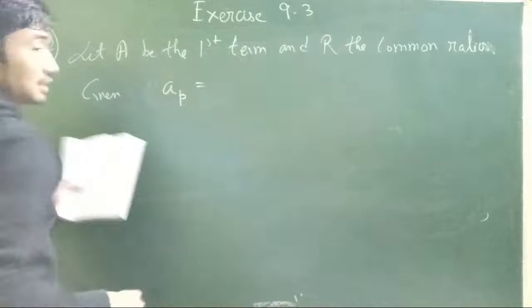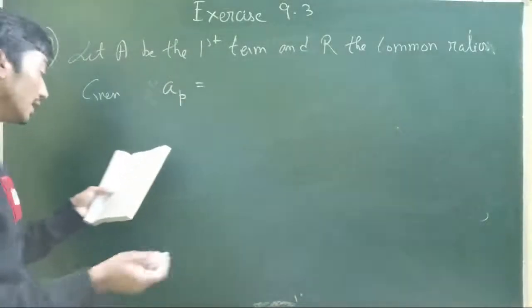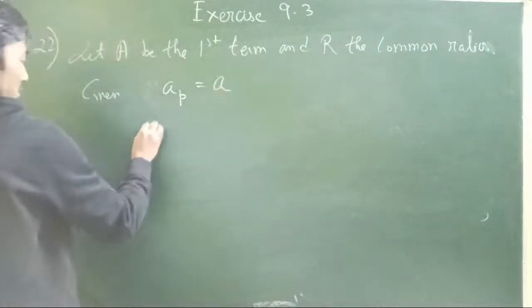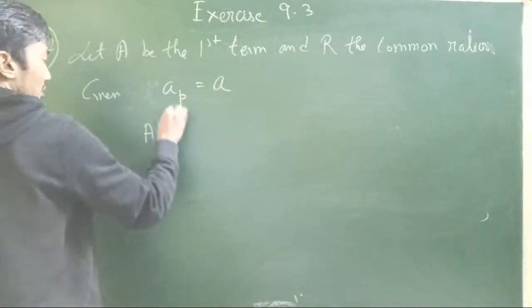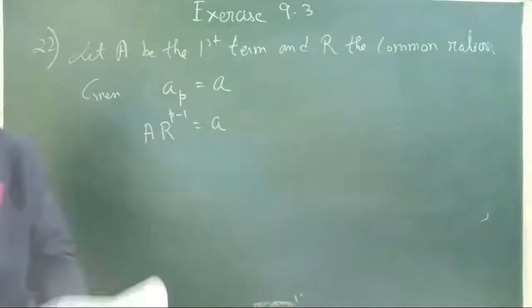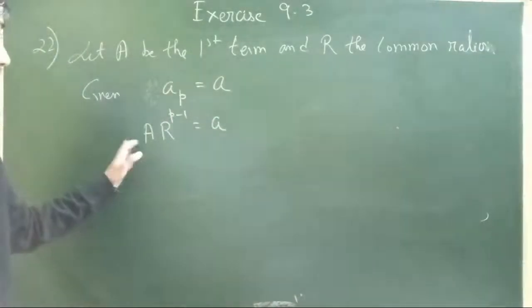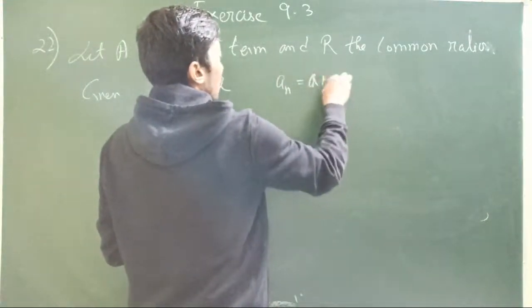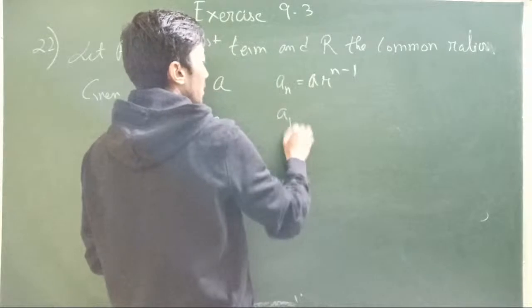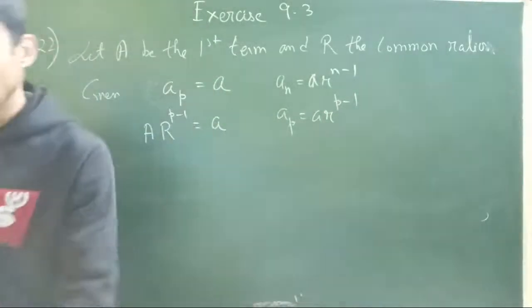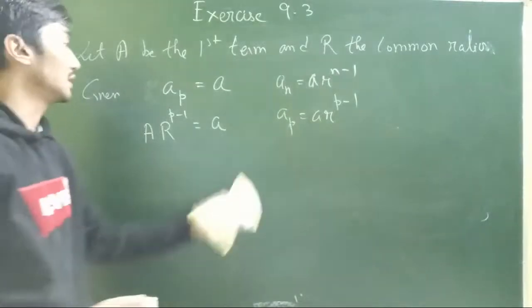Given the pth term of a GP, the pth term is a. So that will be A r^(p-1) equal to a. Got that, no? Simple, because the general term is A_n, that is A r^(n-1). So for the pth term, that is A r^(p-1). It's just that A and R we are using different letters here.